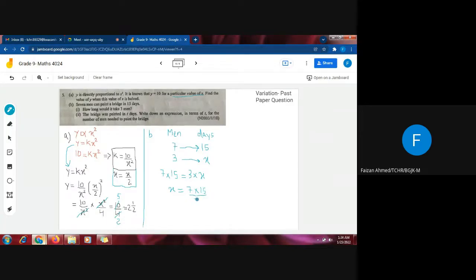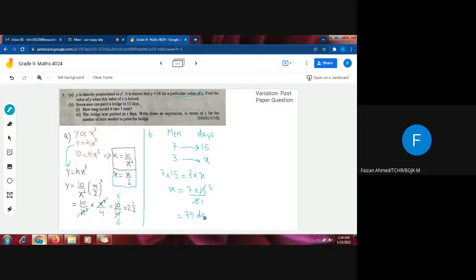So this is a paper 1 question, so a calculator will not be allowed. So we have to reduce it. 5 times 3 times 1 is 3, and 3 times 5, and 7 multiplied by 5 is 35. So 3 men will take 35 days to paint that bridge.